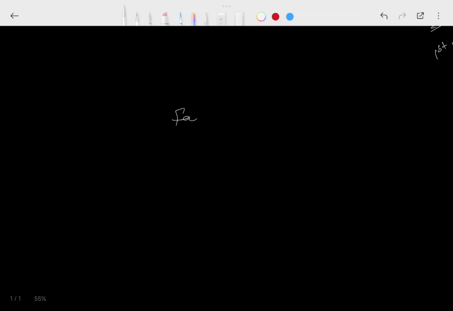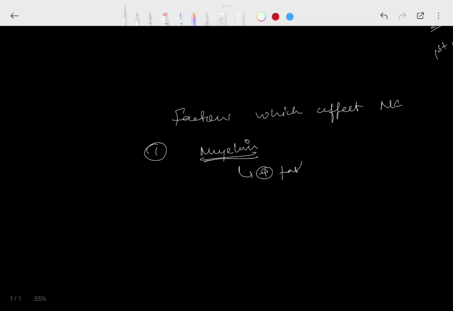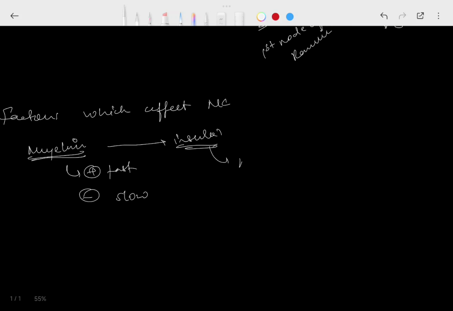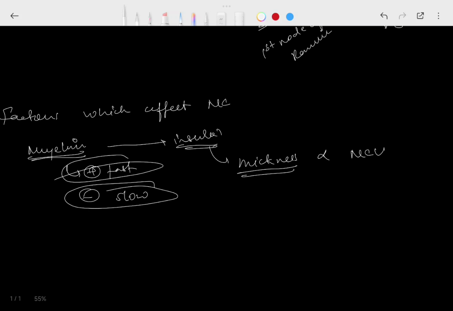Now tell me the factors which affect nerve conduction velocity. The foremost and most important one is the presence or absence of myelin. If myelin is present, then it will be a fast conduction. If it is absent, then it will be a slow conduction. Myelin provides insulation, so the nerve fiber will be thickened. Thickness of nerve fiber is directly proportional to nerve conduction velocity. So where myelin is present, the conduction will be fast; where absent, conduction will be slow.